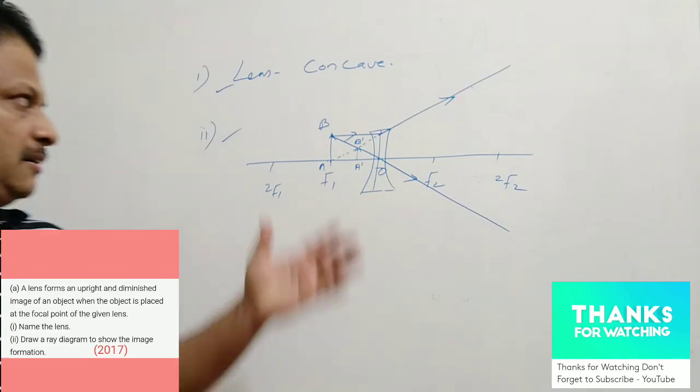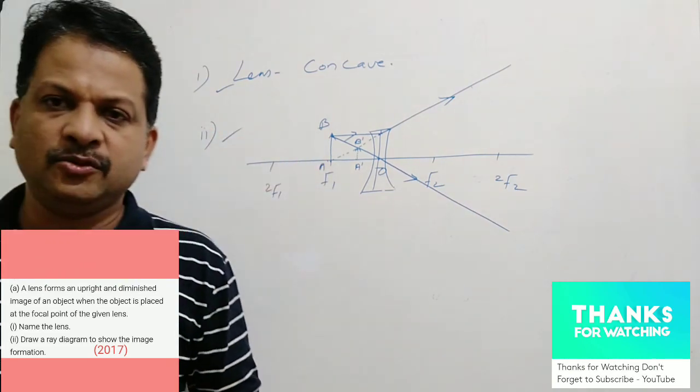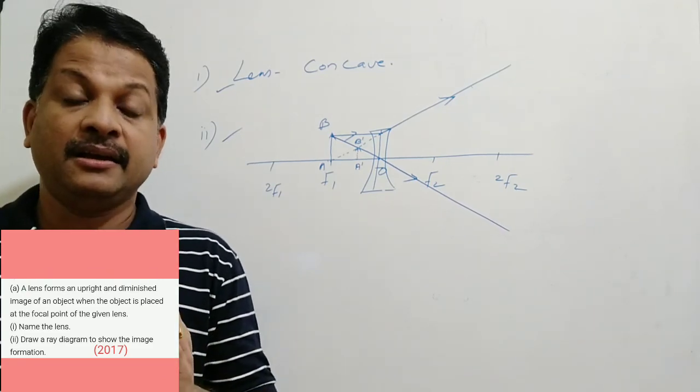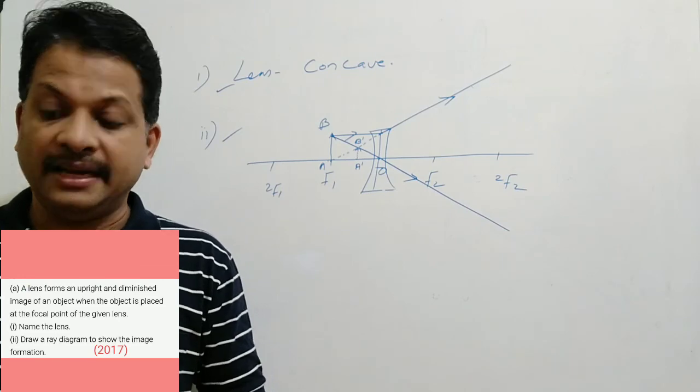Okay. So this type of numericals are very easy to solve once you understand the concept, remember the lens formula and apply proper Cartesian sign convention. Okay.